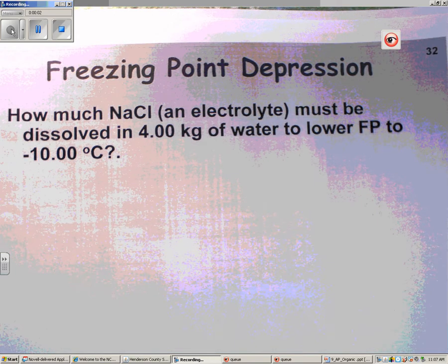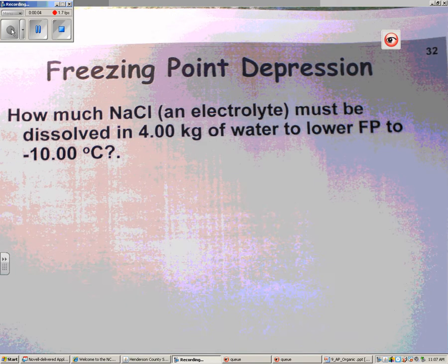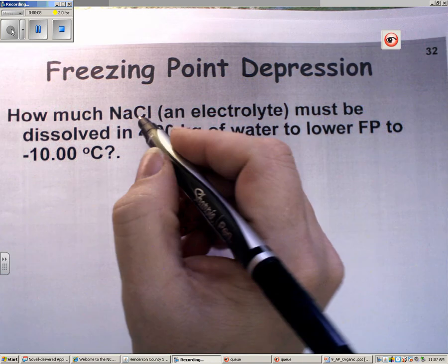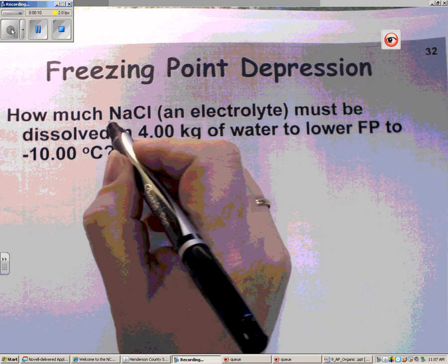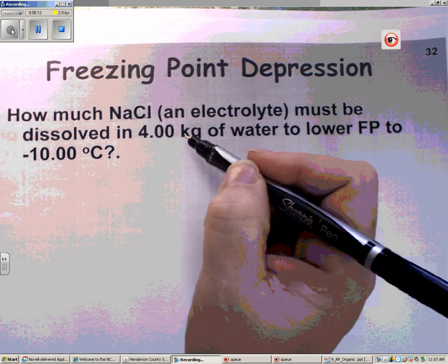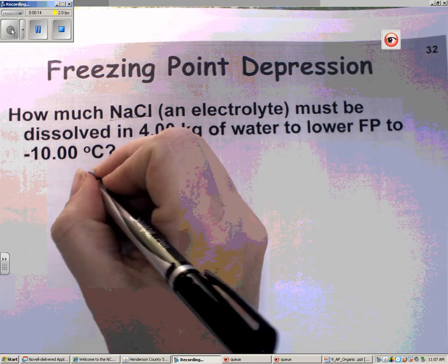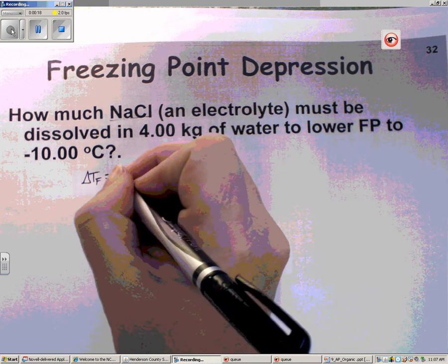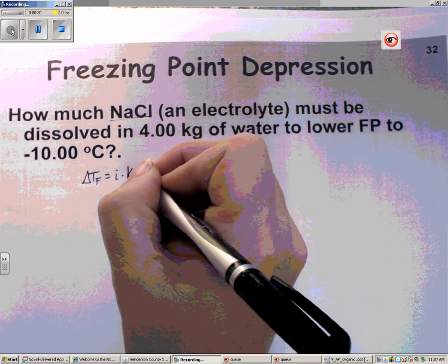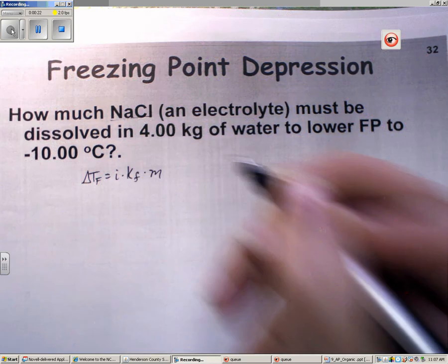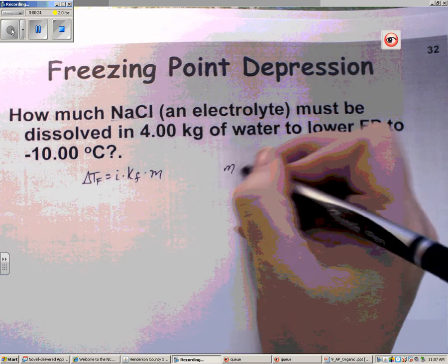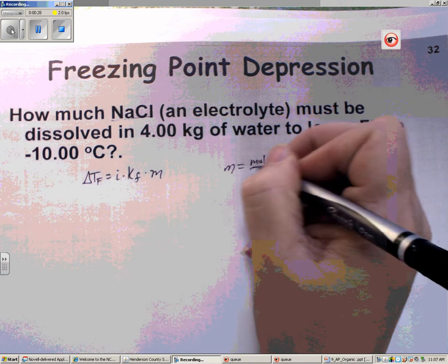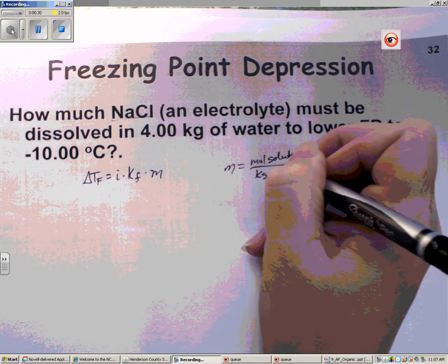Another type of problem that you'll encounter when dealing with freezing point depression and boiling point elevation is figuring out how much of a solute is dissolved in a solvent. So we have our equations. This one's freezing point, but boiling point works about the same way. ΔTf = i times Kf times molality, and molality equals moles of solute over kilograms of solvent.